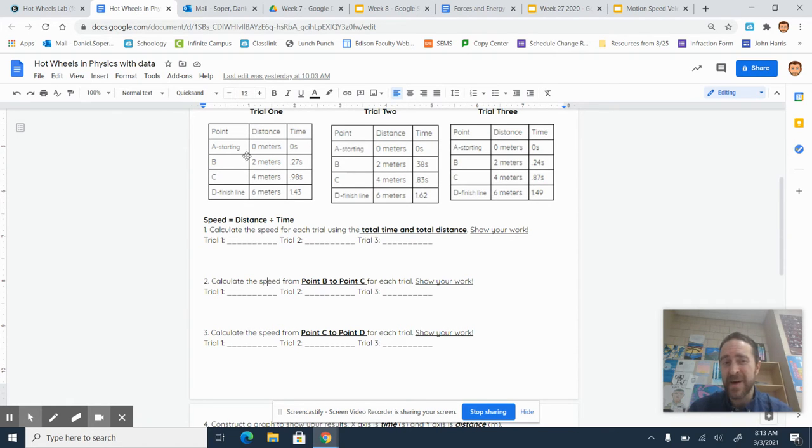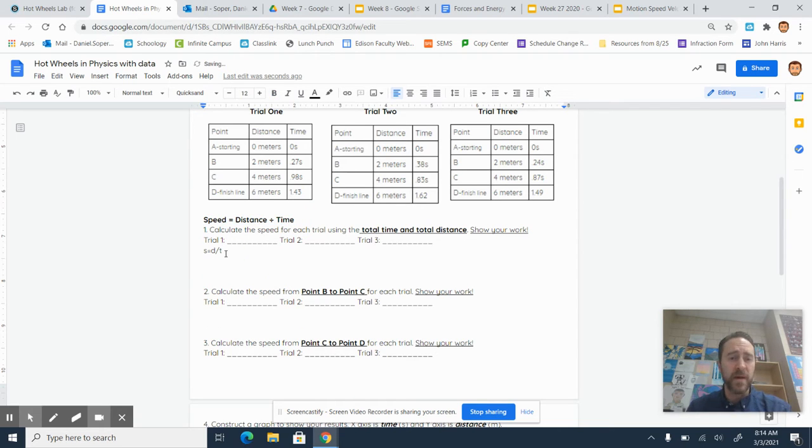Number one said, calculate the speed using the total time and total distance. So all you use is the D point, which was the finish line. If I was to do that, speed equals distance divided by time. Sorry, I misspoke at first. Speed equals distance divided by time, and that formula is right here.